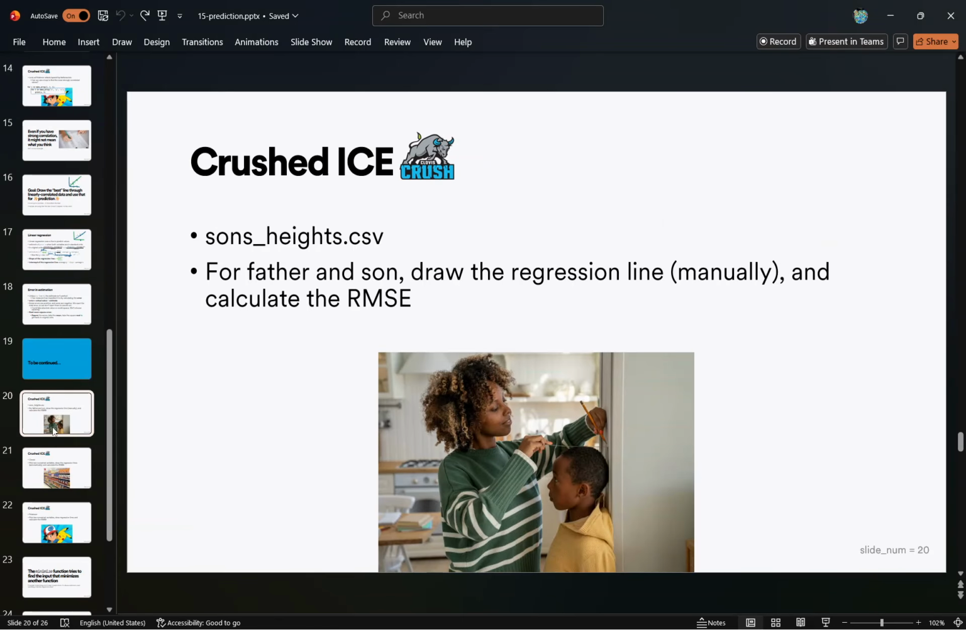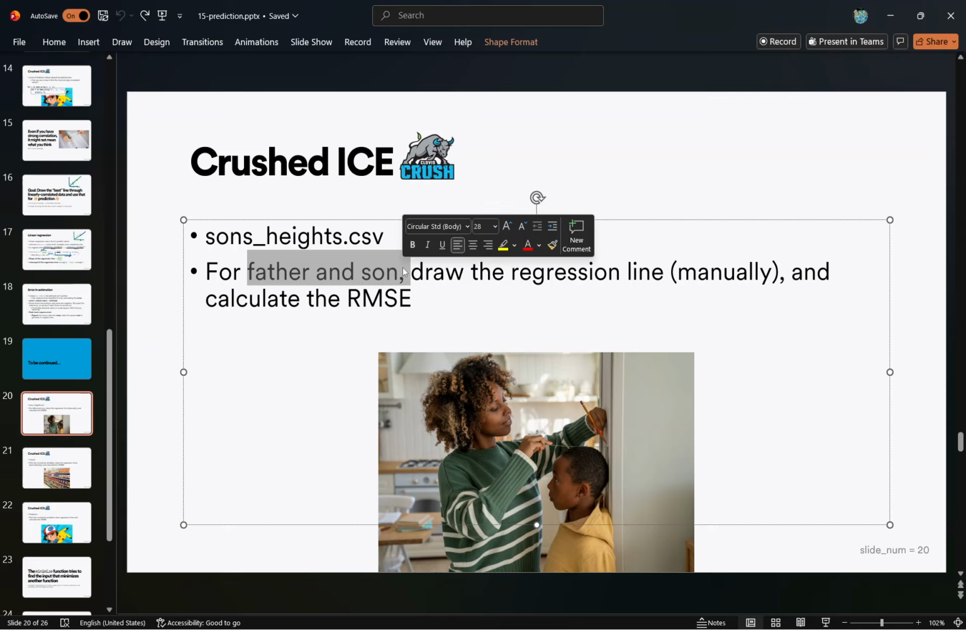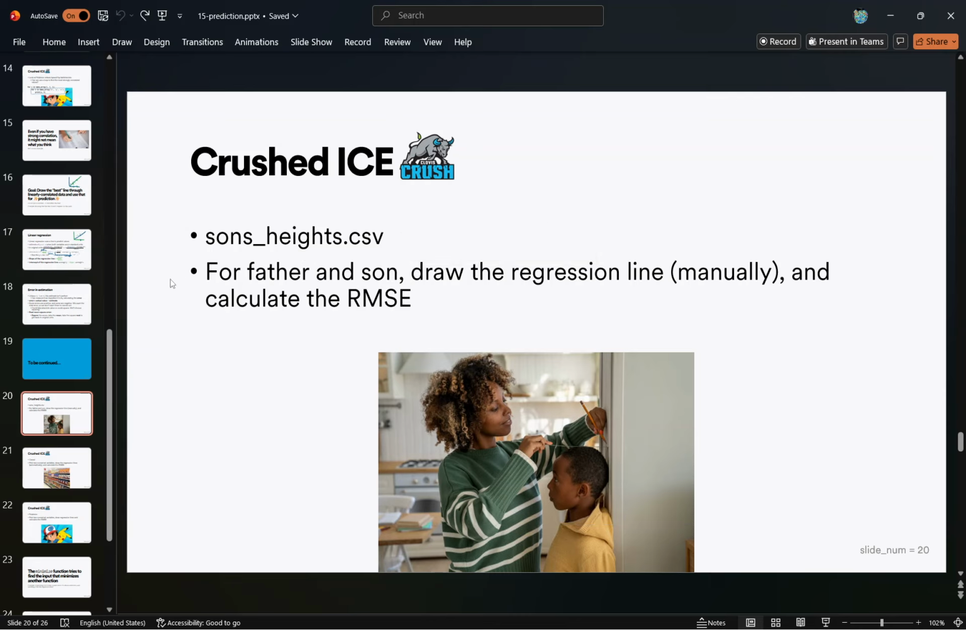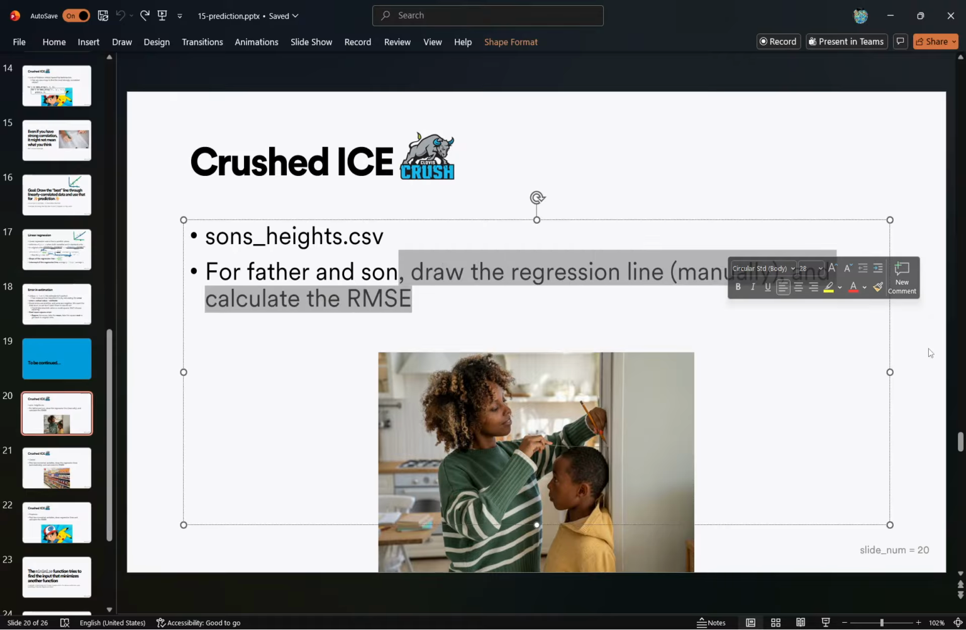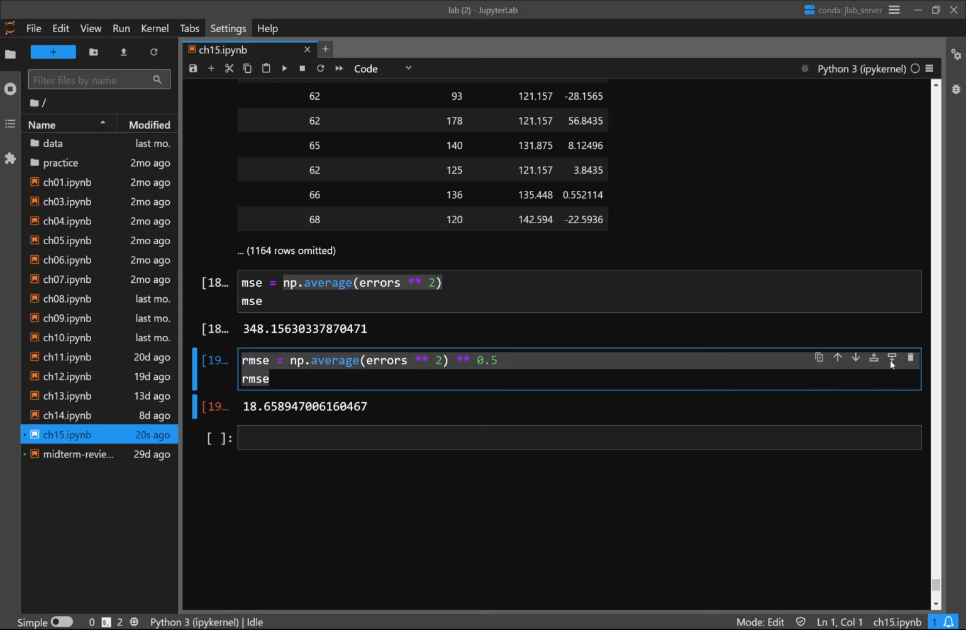Just like we were trying these data sets before when we were calculating R, let's go back to them. So let's get the sons heights data set. Let's import that table, sons_heights.csv. And we know that father and son were the best ones that predicted each other. So father's height predicting the son's height. Let's draw the regression line and calculate the root mean square error of those predictions. All right, that's our question. So let me get that started for us. But I want you to try that.